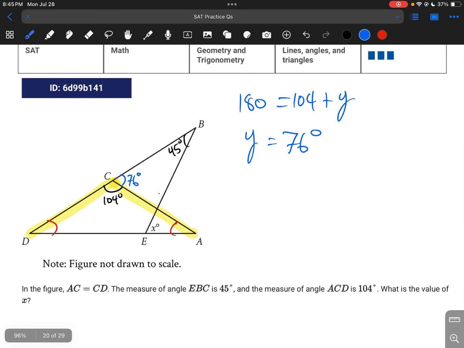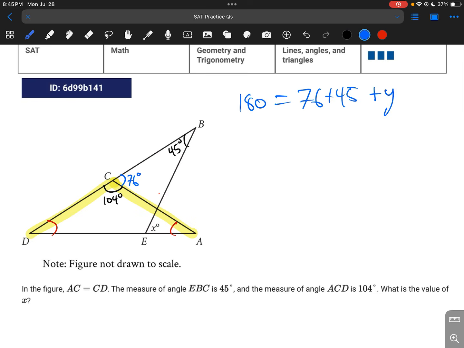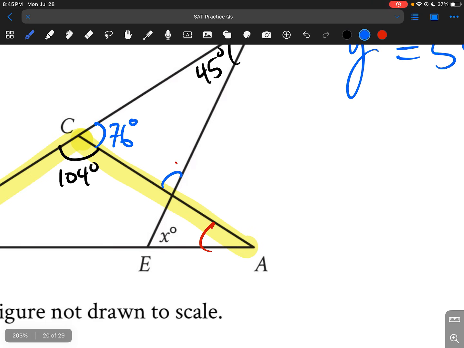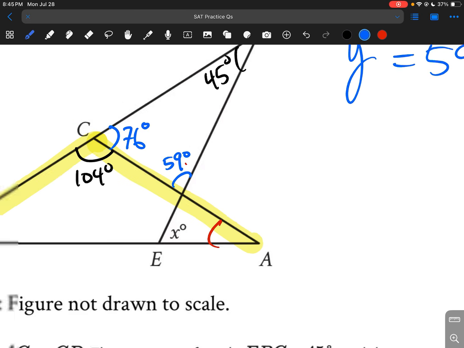And we also know that all triangles must add up to 180 degrees. So since we have 45 and 76, we can say 180 is equal to 76 plus 45 plus some angle Y. Solving for this, we get that Y is equal to 59. So this angle here is 59 degrees.